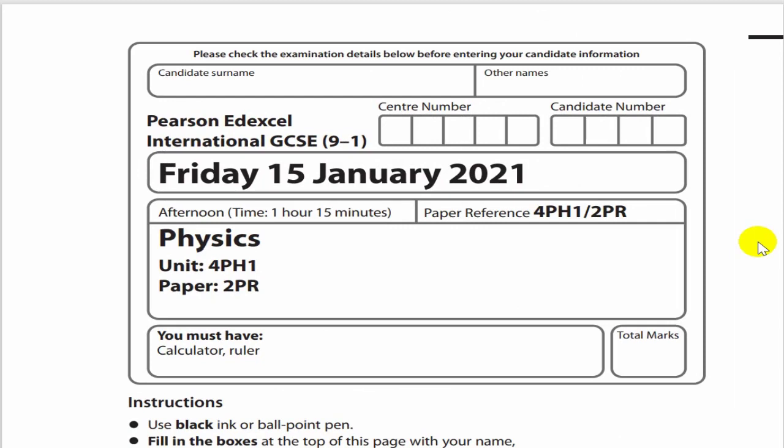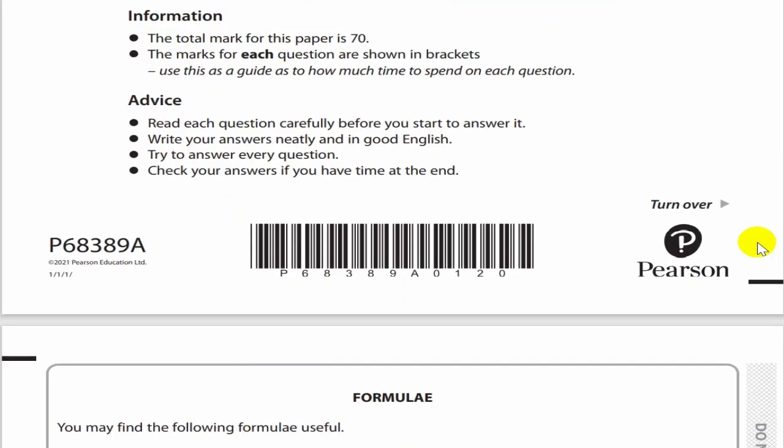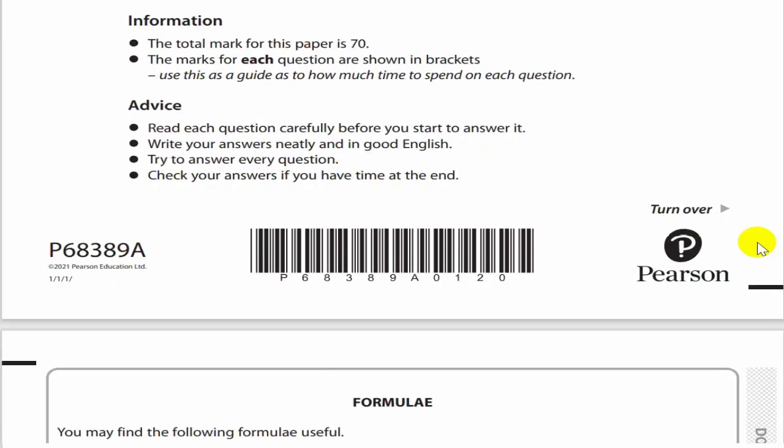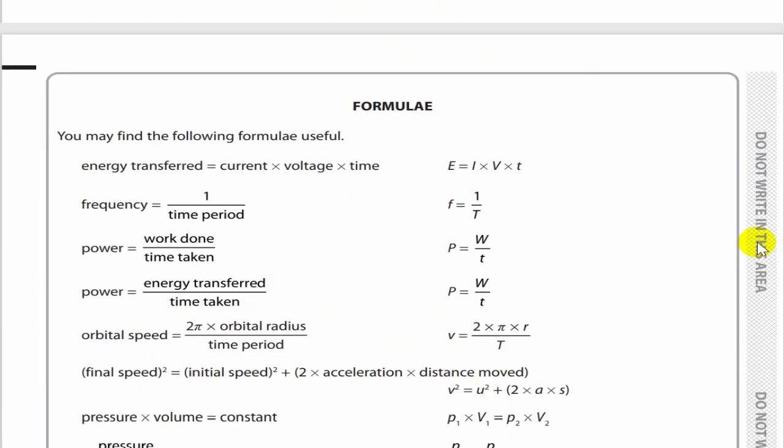Today I am going to solve Pearson Edexcel International GCSE 9 to 1 January 2021. Subject Physics, Paper 2 PR, Unit 4 PH1. It is a regional paper. There are some instructions for students and information and advice. There is a formula sheet.